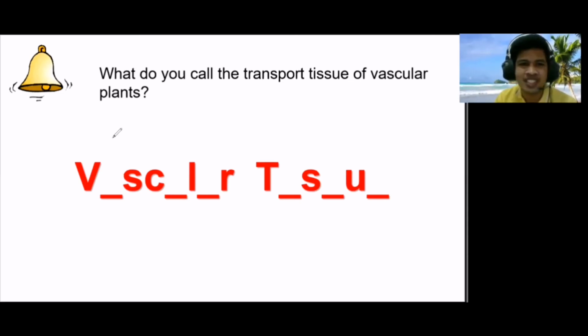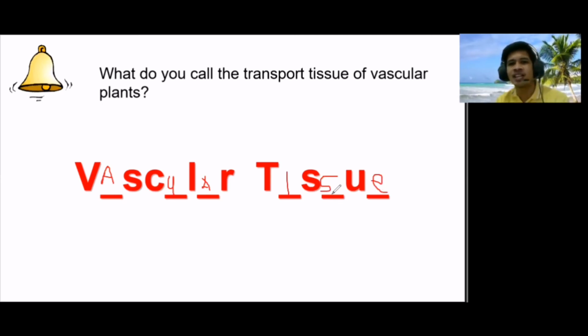Sorry, I'm just using my mouse. This is A. This is U. And this A, vascular. Okay, vascular. I, S. And this is letter E. Okay, vascular tissue. Very good. Transport tissue of vascular plants.